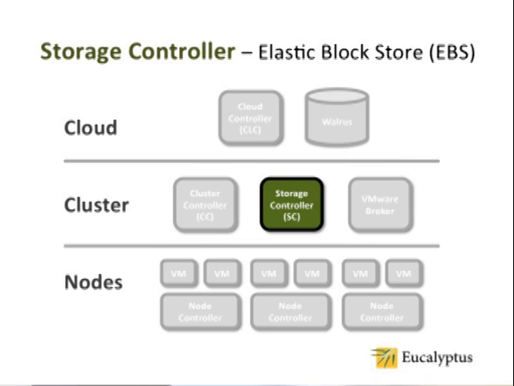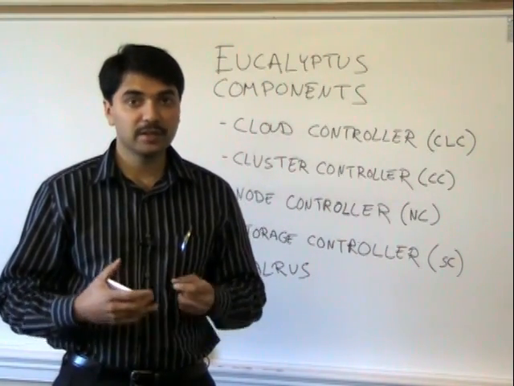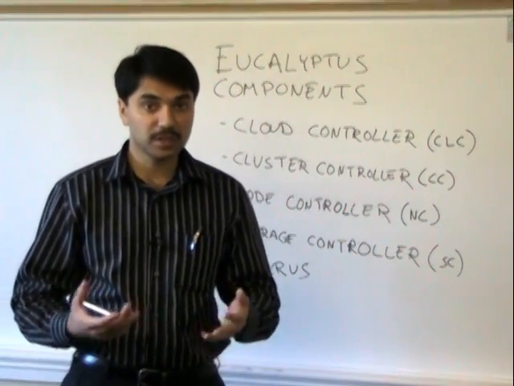A second cluster level component is called the storage controller, and storage controller is equivalent to Amazon's EBS or Elastic Block Store. And storage controller is the one which implements the Elastic Block Store functionality, including snapshotting, creating volumes, attaching and detaching volumes, and so on and so forth.